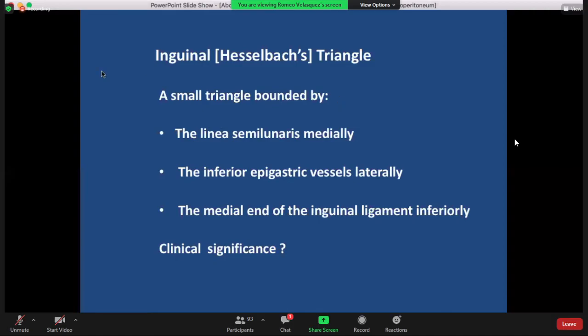Boundaries are as shown: linea semilunaris medially, inferior epigastric vessels laterally, medial end of the inguinal ligament inferiorly. And I'm sure you know by now the clinical significance of Hasselbalch's triangle. You see this anatomic landmark: inferior epigastric vessels laterally. So, can you tell me now what type of inguinal hernia will you find in the Hasselbalch's triangle? Anybody? You were listening closely, you know the answer to that.